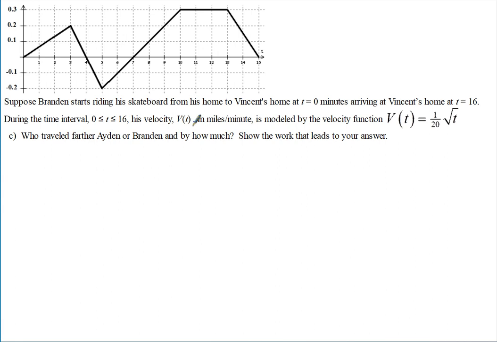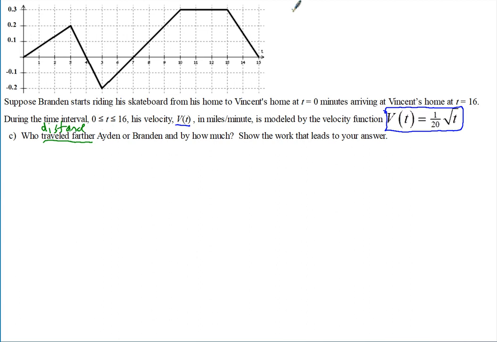And in mathematics, the capital and lowercase mean different things. So this is a different function. But this time we're given his actual equation instead of given the graph. This is Brandon's velocity. And it says, who traveled farther, Aiden or Brandon, and by how much? Show the work that leads to your answer. So traveled farther is another way of saying what's the distance they traveled.